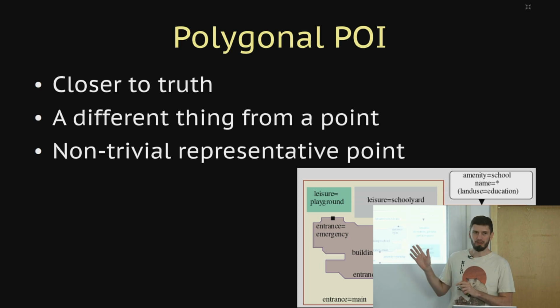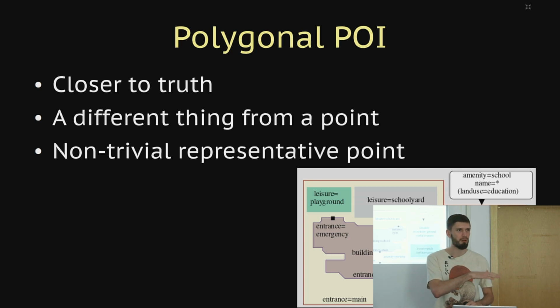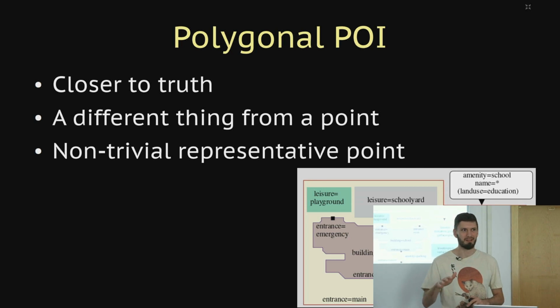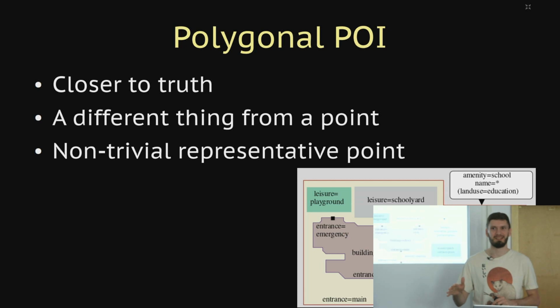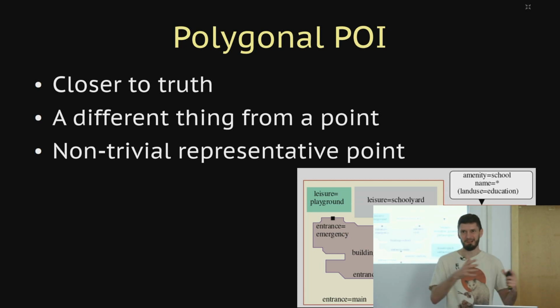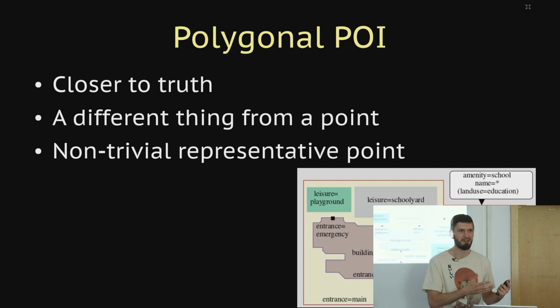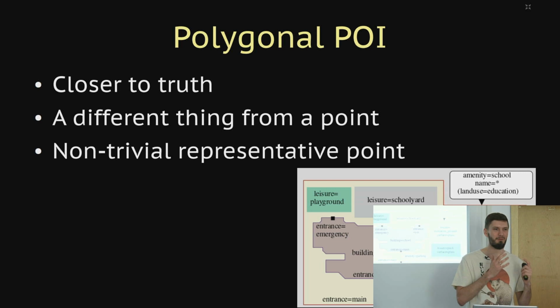Again, that's like the real world. In the real world, there are no points. If you project everything on a 2D plane, trees are polygons, benches are polygons, even streets are polygons. So it's closer to the real world, but also harder to use. Because if we had all the streets as polygons, routing would be very hard.